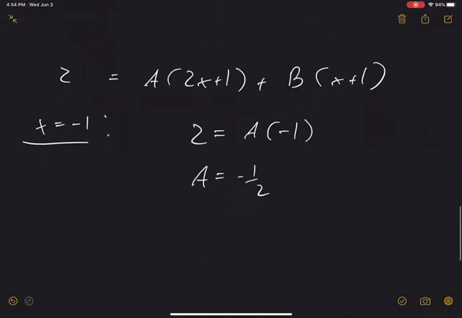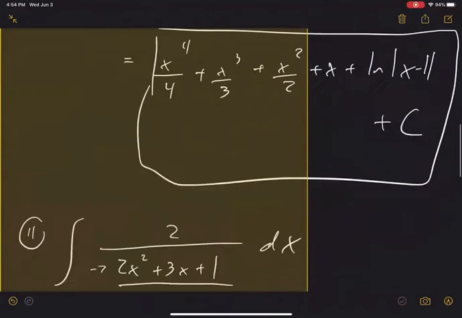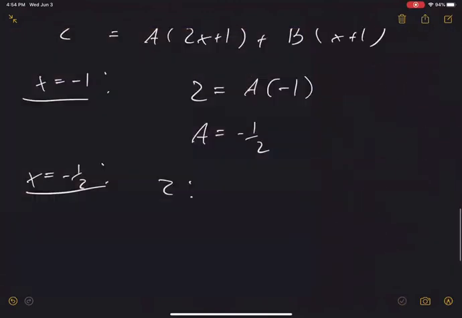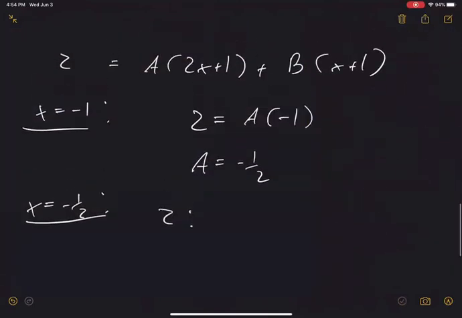Okay. What could I plug in to get cancellation here? -1/2. So do x equals -1/2. When I do that, on the left side I get 2. On the right side, the A is going to cancel. The first term is going to be 0, and then I would have B times 1/2.